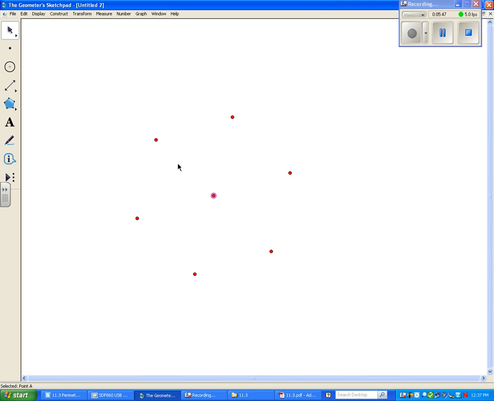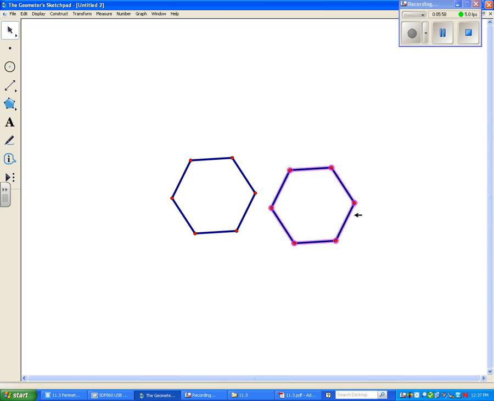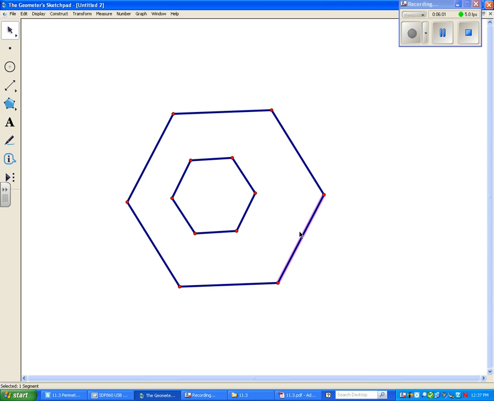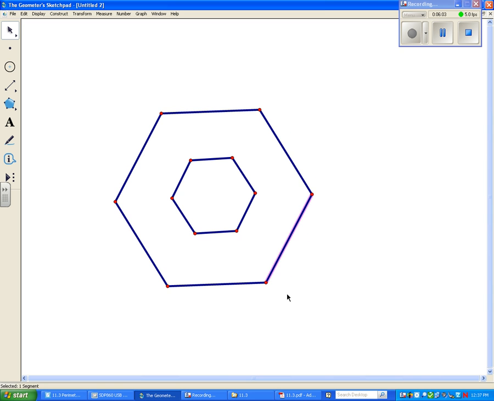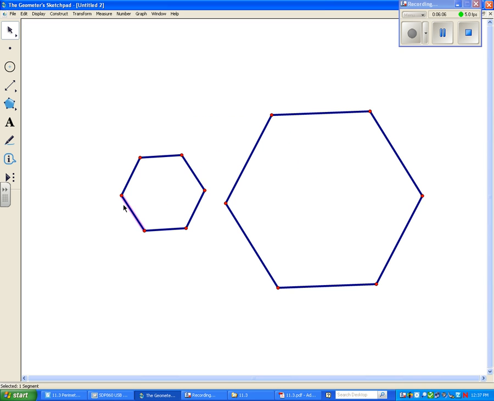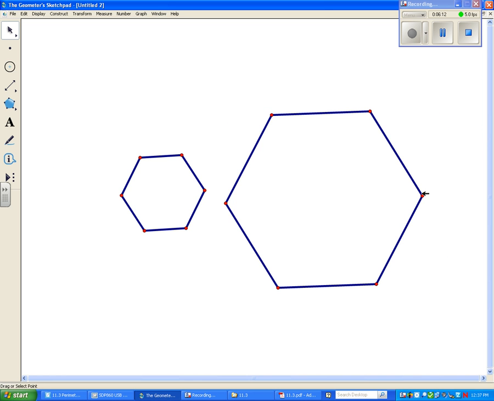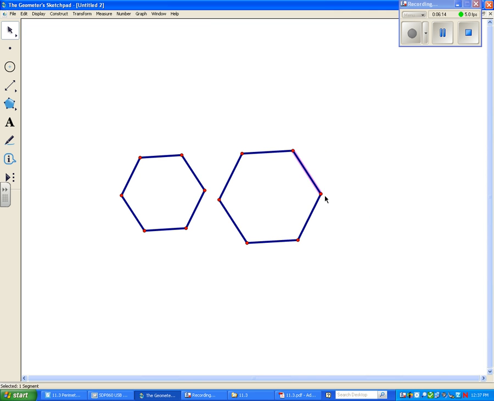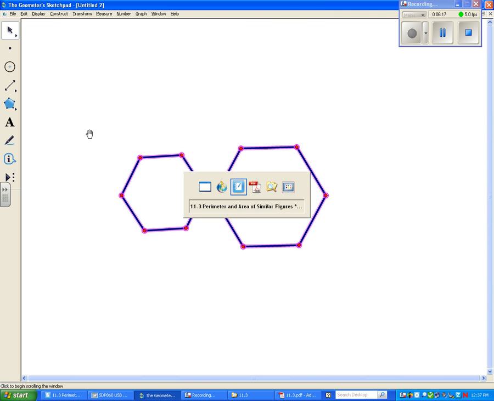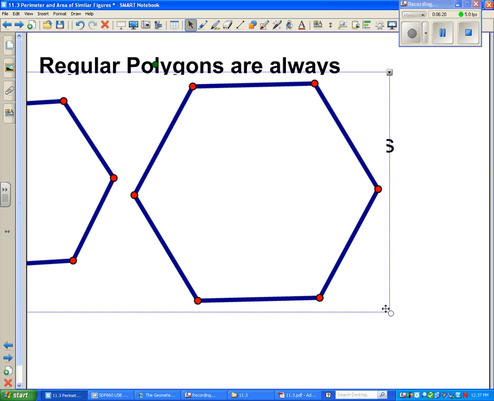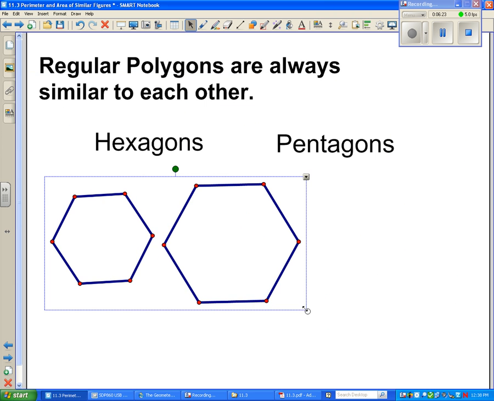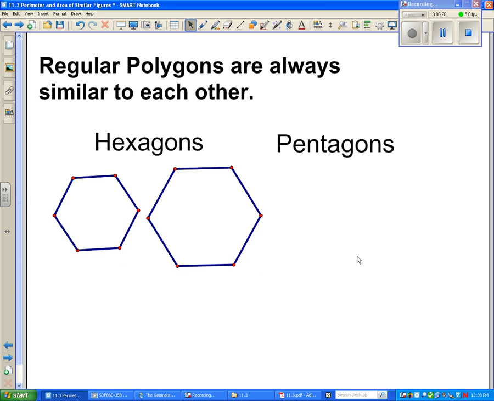Let me go ahead and hide this, and let me create some segments. Now notice this hexagon is representing all hexagons, and all hexagons are always similar to each other. That means that this hexagon is similar to this one if I make it bigger. Hexagons are always similar to each other. So I'm going to move this over. I would like for you to draw these two in your notes, and we're going to mark them up together. Actually, let's make this one smaller. So the hexagons are always similar as long as they're regular.